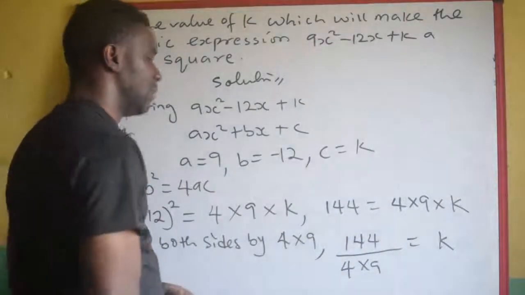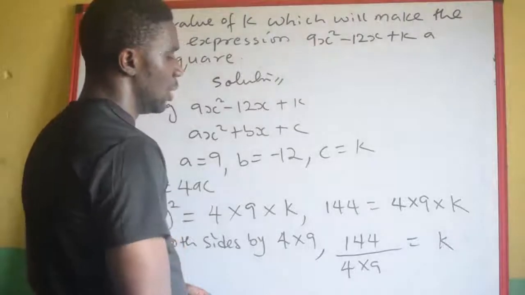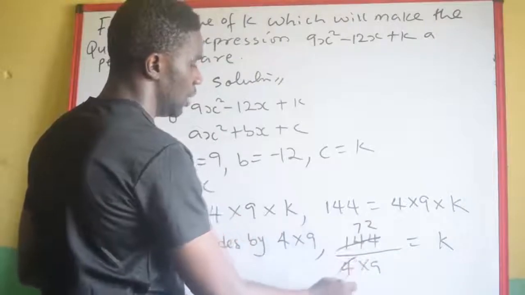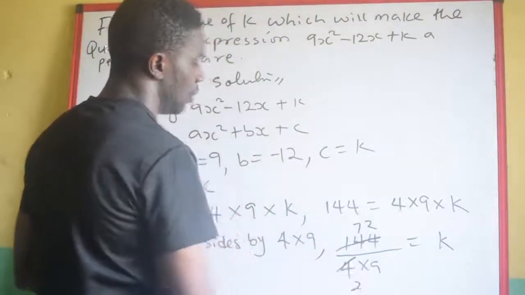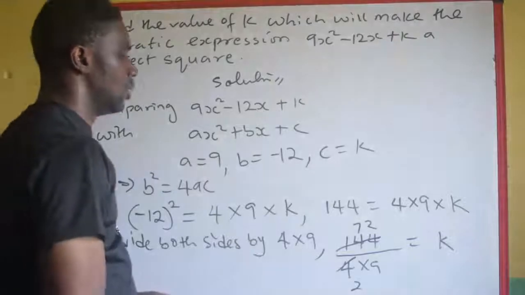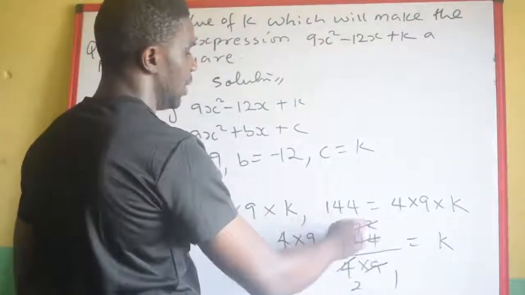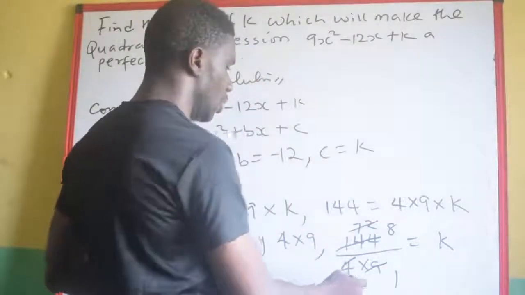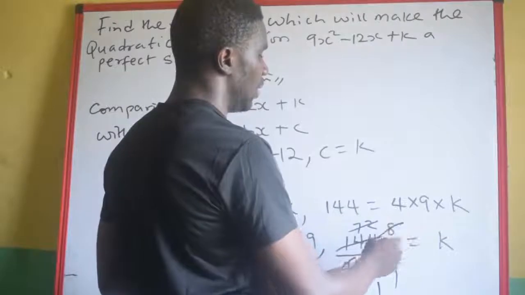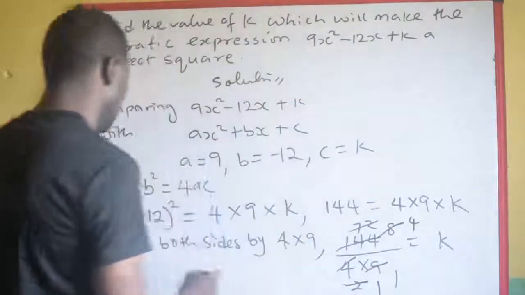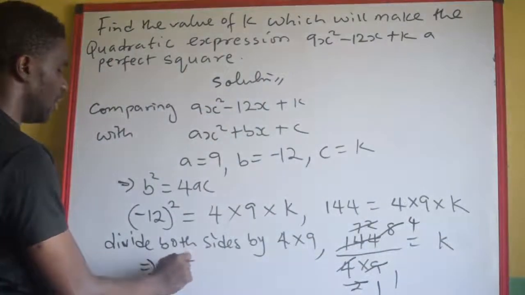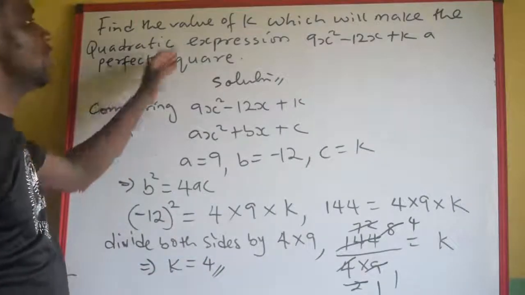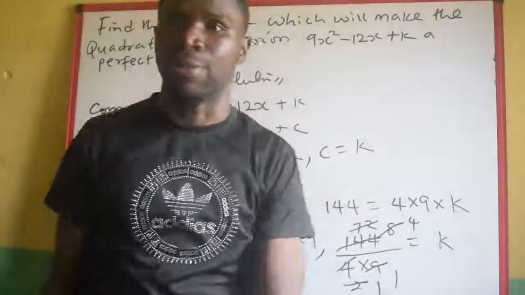So if you check here, if you take 2 divide here, will give us 72. 2 here, we'll have 2. 9 here is 1. 9 here will give us 8. 9 times 8 is 72. So this 2 will divide itself 1. Divide 8 to give you 4. At the end of the day, it implies that the value of k is nothing but 4. So when k is equal to 4, this expression will be a perfect square.